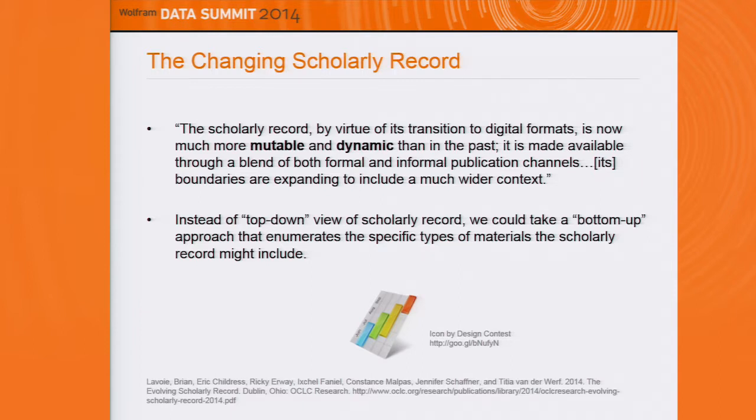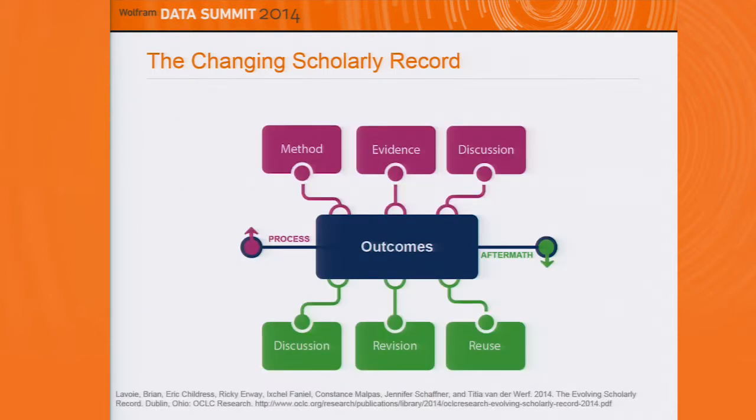It becomes mutable and dynamic, very different from that slide I showed you earlier of the library with its gorgeous structure and its beautiful books, but that was static. What this can lead to is a new view of the scholarly record. Instead of taking a top-down approach, we can take a bottom-up approach. What's a top-down approach? A top-down approach is the article as the entry point into understanding things.